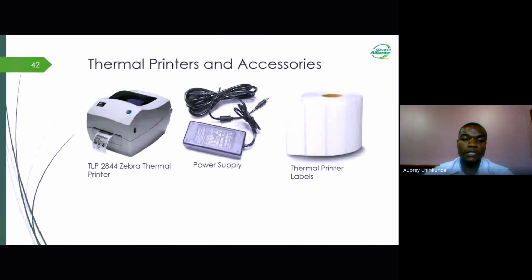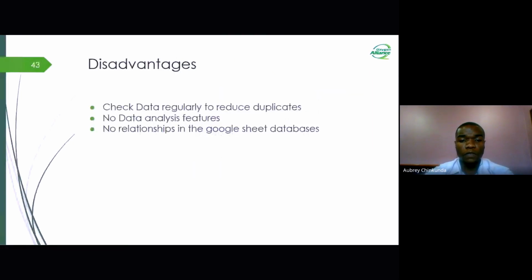On the challenges, mainly, most of the open source tools do not do data validation. So you have to manually do data validation to reduce duplicates. It does not do data analysis. You need third-party software to do that. And also, the databases do not have relationships. So it's very difficult to extract organized information from the Google Sheets, which act as the databases. So those are the main disadvantages of the open source tools.